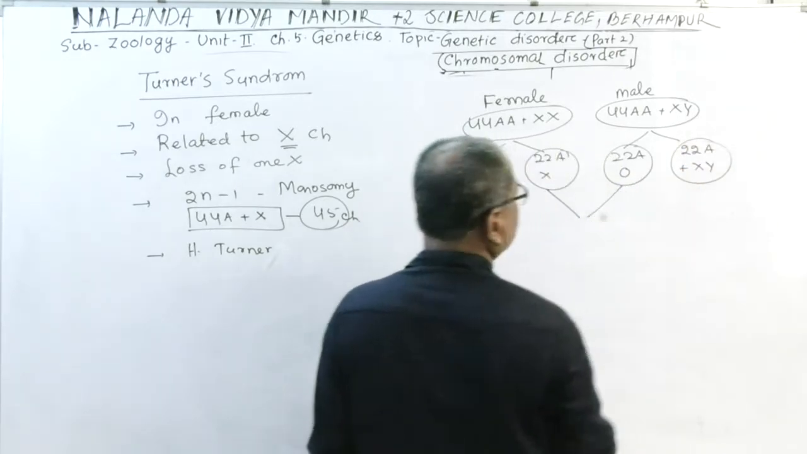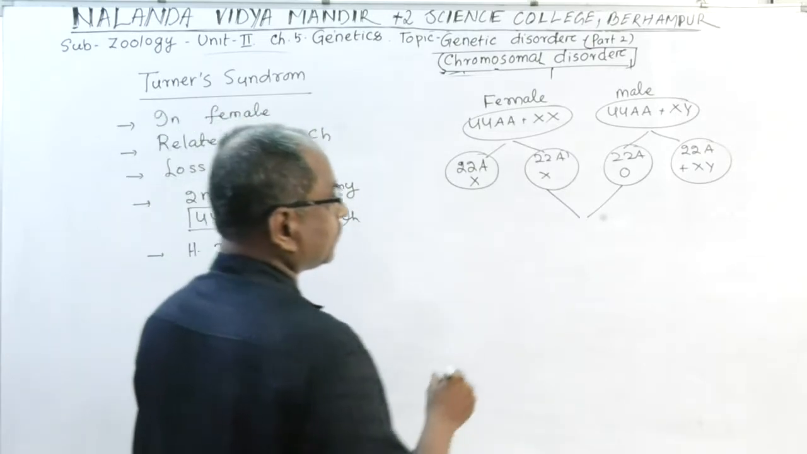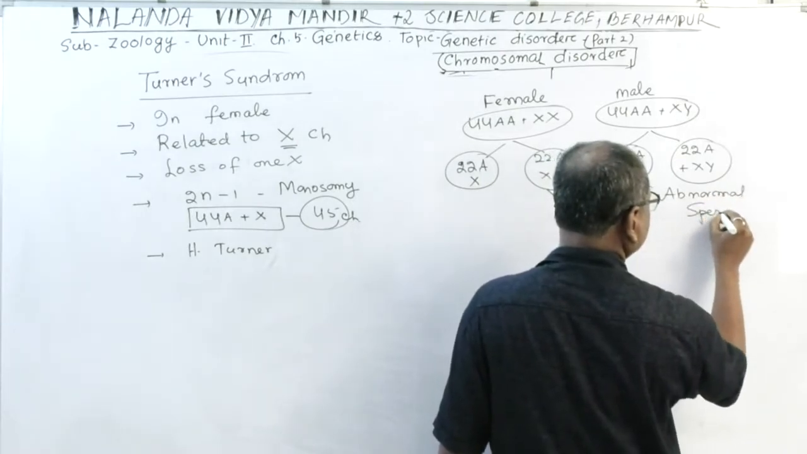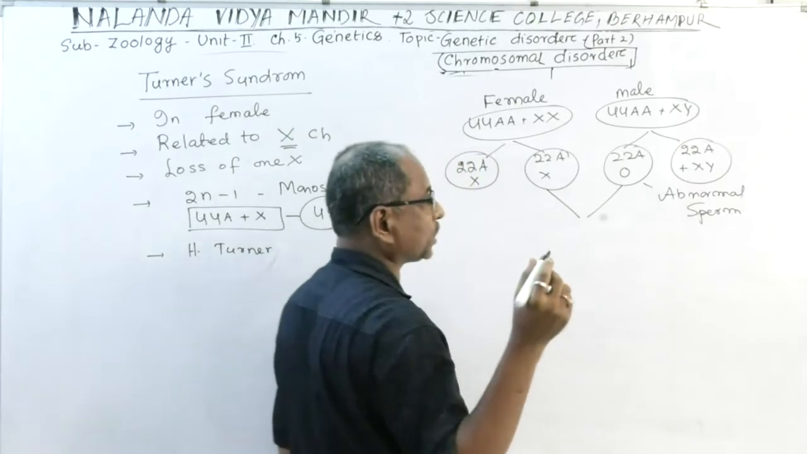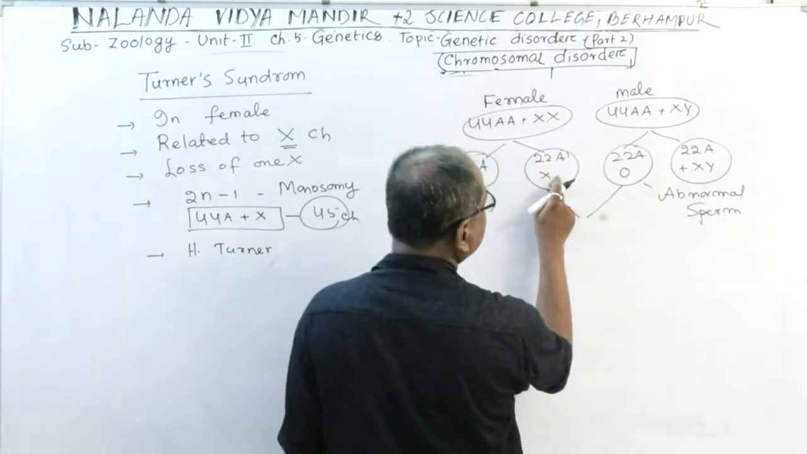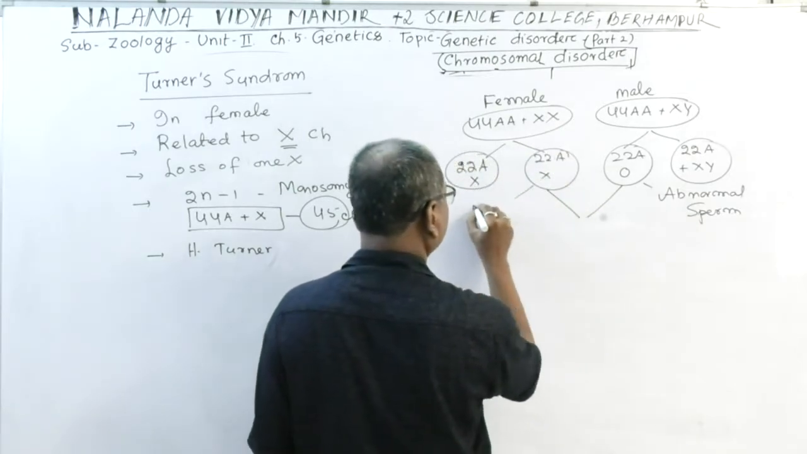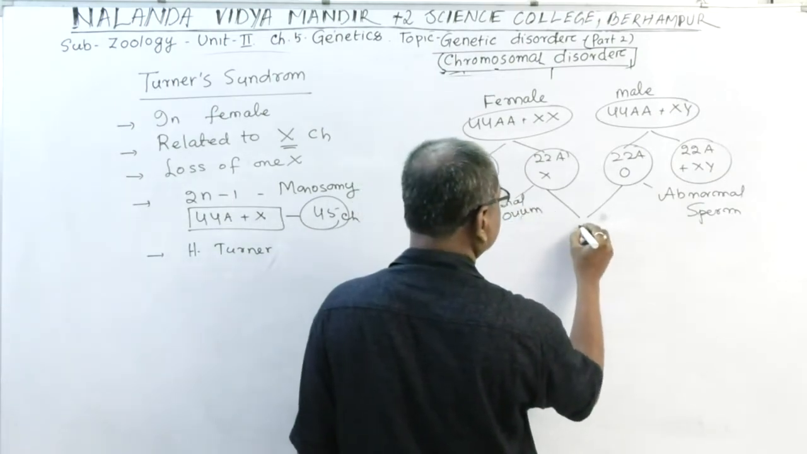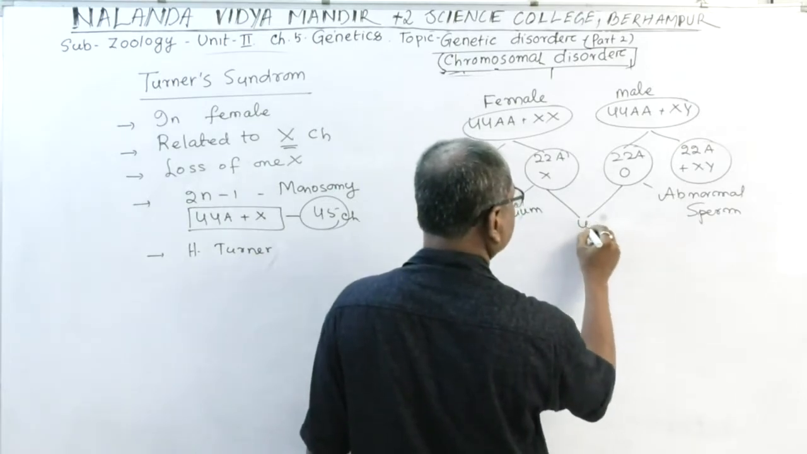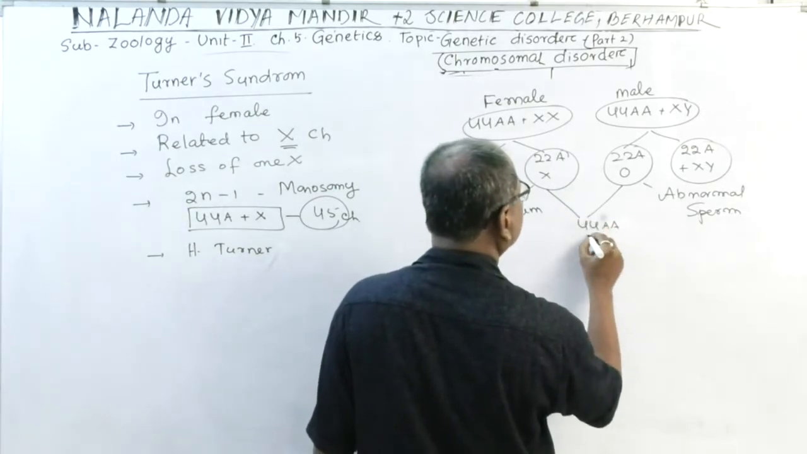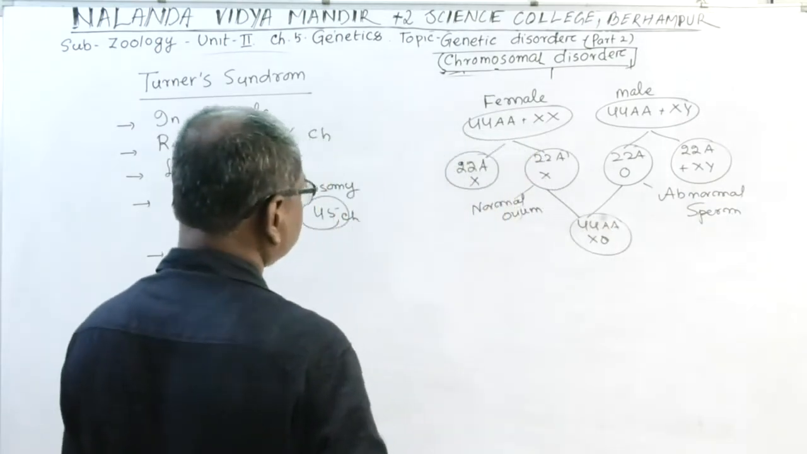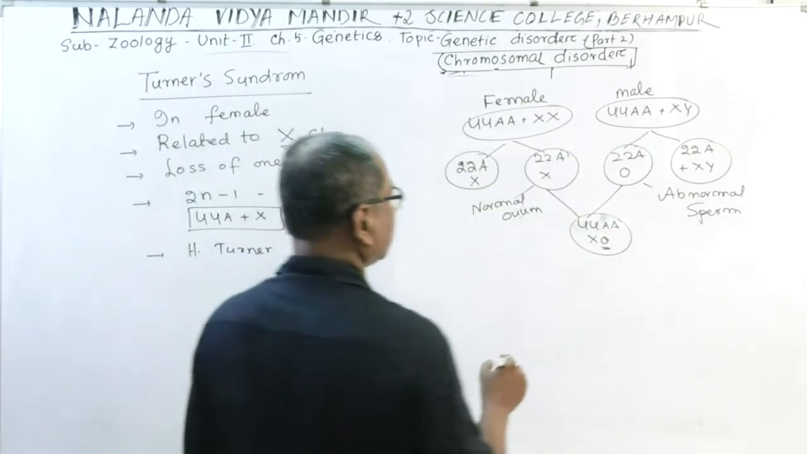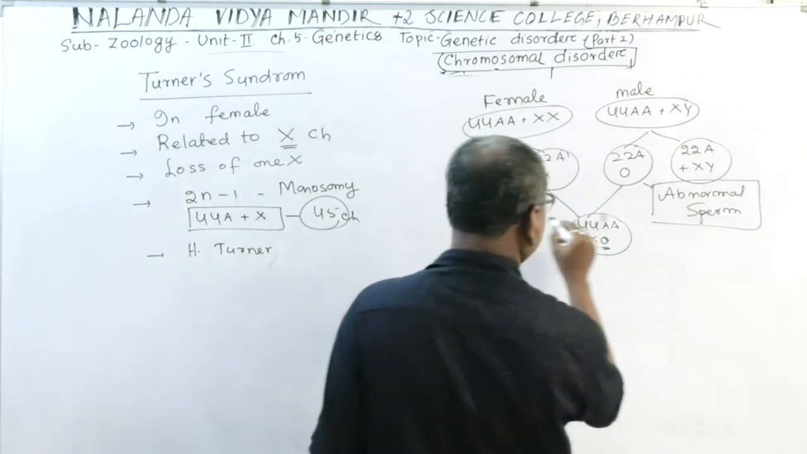When the abnormal sperm, due to non-disjunction, fertilizes the normal ovum, then the young one becomes Turner syndrome. That is, one X is less in the diploid chromosome complement. This is due to an abnormal sperm and a normal ovum.